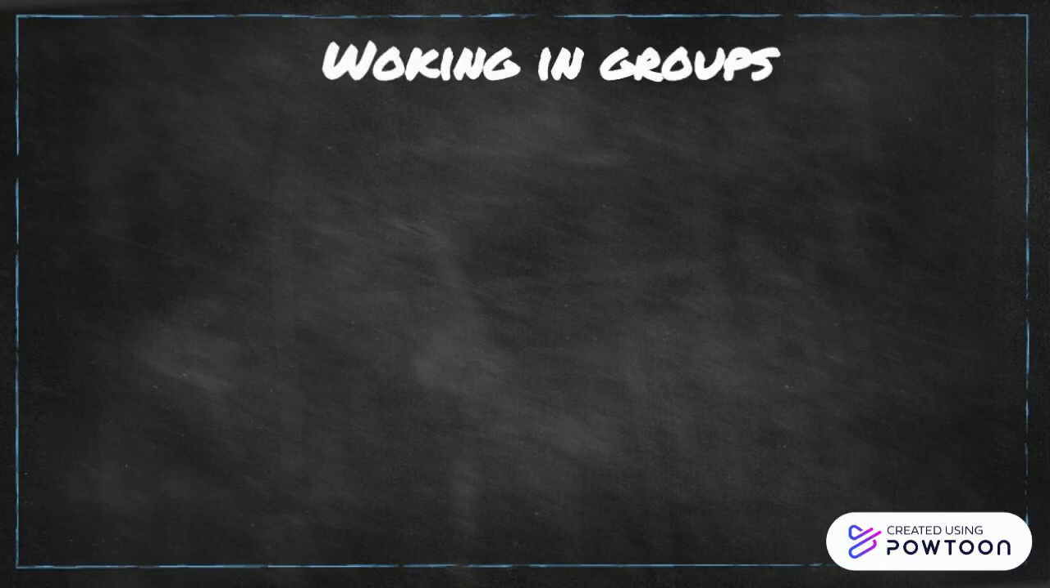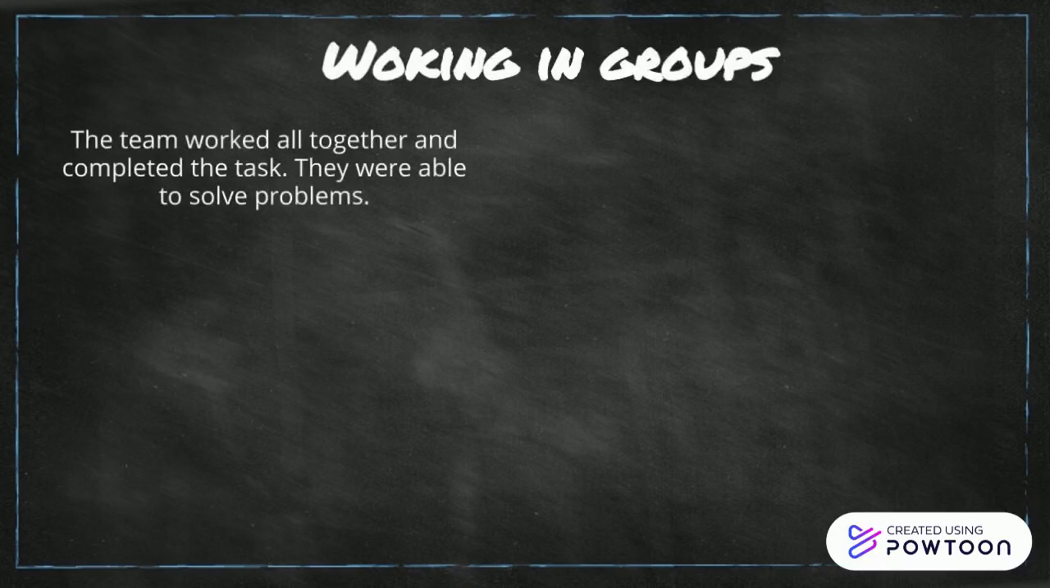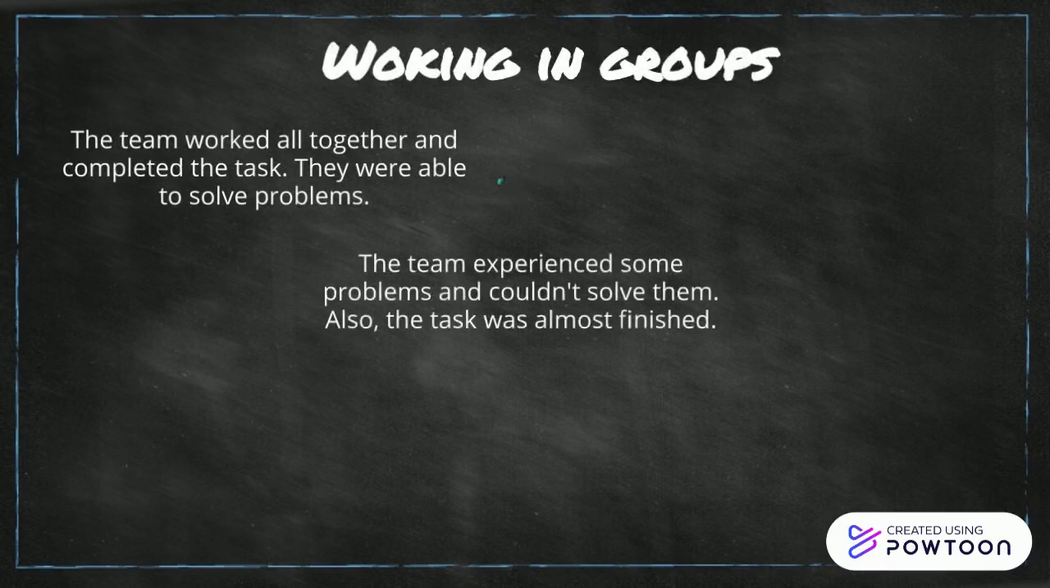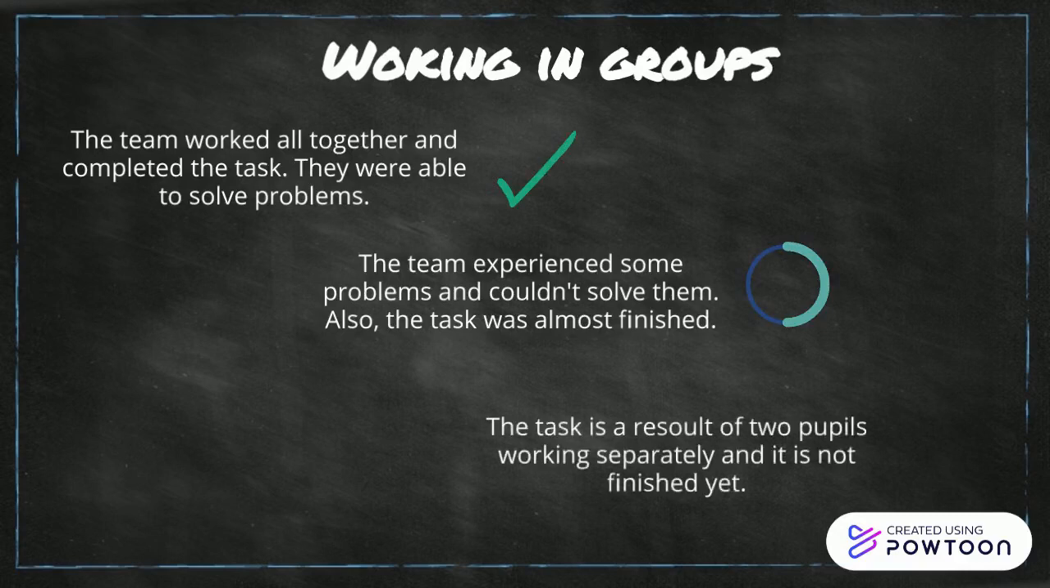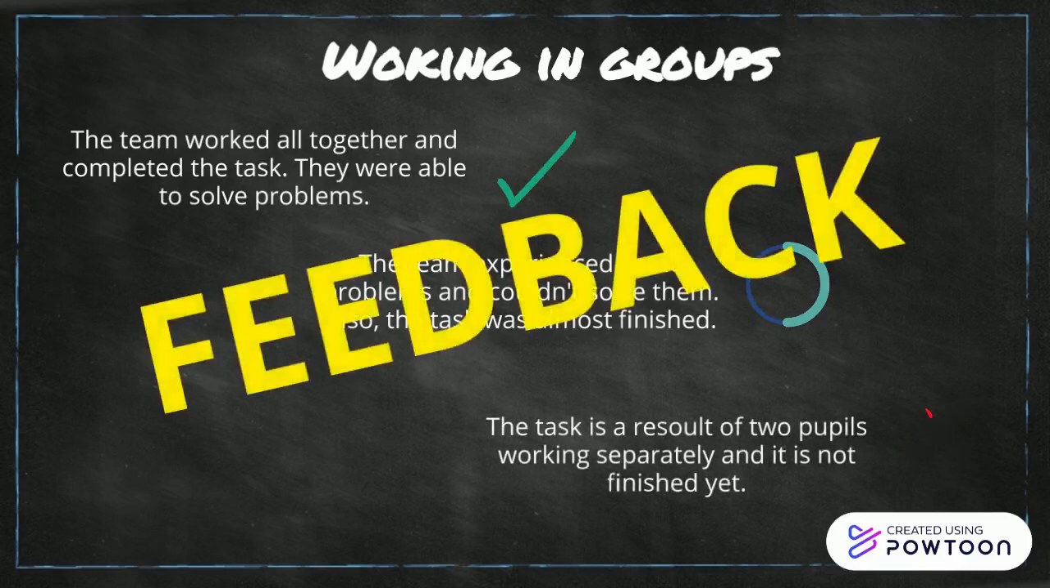We are taking the example of working in groups. As you can see, we classify the work in progress. The first level completed the task in groups as it was asked. The second level completed the task but had some problems, and the last one couldn't complete it. In order to achieve it, we will be giving them feedback all over the process.